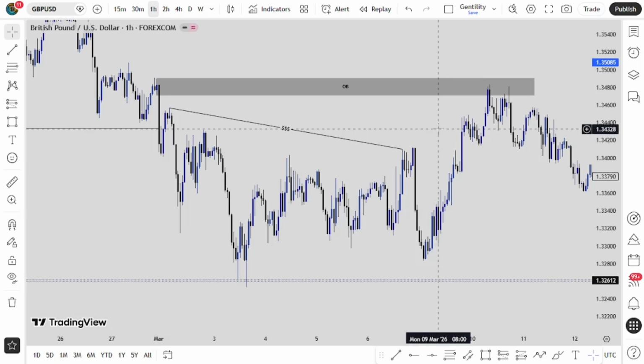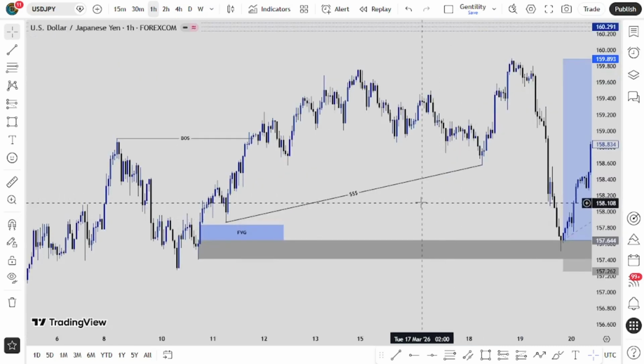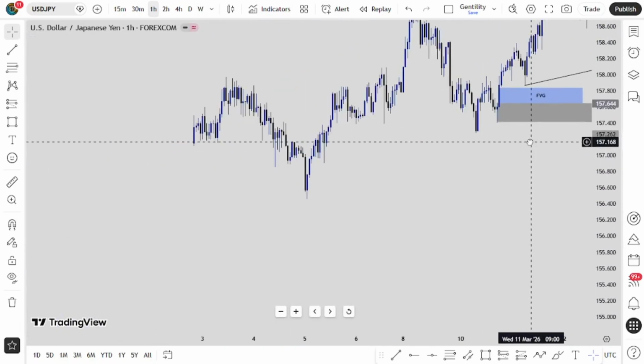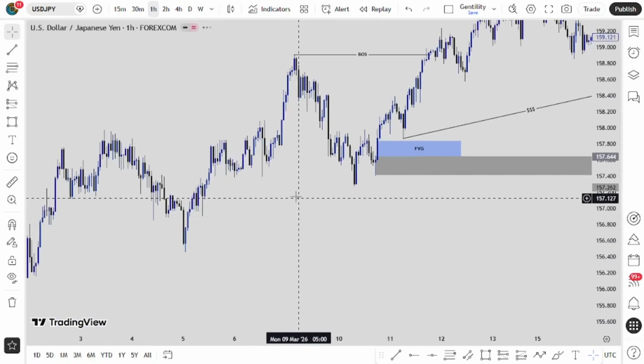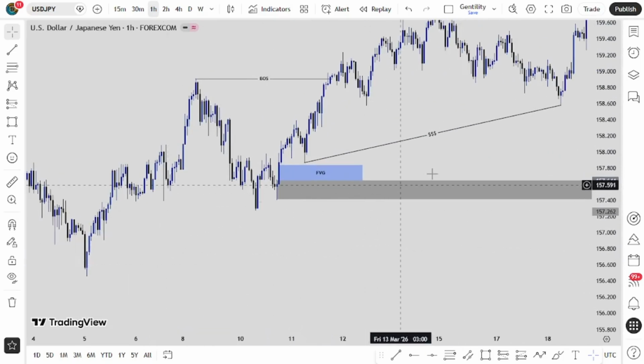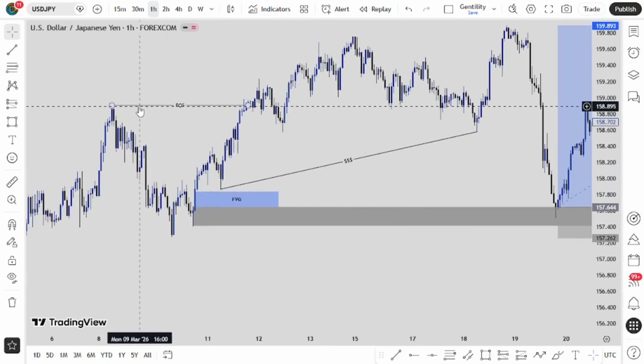Now let's look at this same example on a bullish market. Now we are here. Looking at this chart, you can see that this is a bullish trend. Price is constantly giving us higher highs and higher lows. Now this was our break of structure.